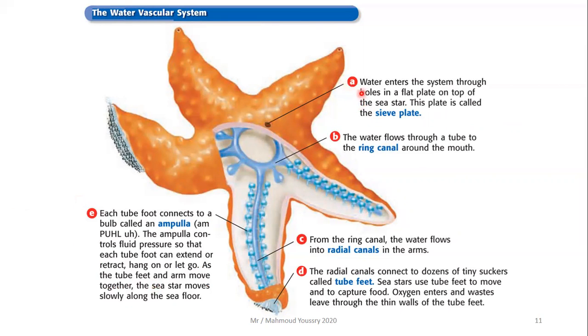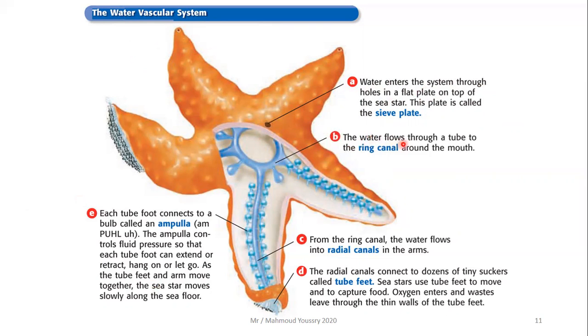Letter A: the water enters the system through holes in a flat plate on the top of the sea star. This plate is called the sieve plate. So at the top of the sea star, there is a plate named the sieve plate, where there is an opening to allow the water to get into the water vascular system of the sea star.